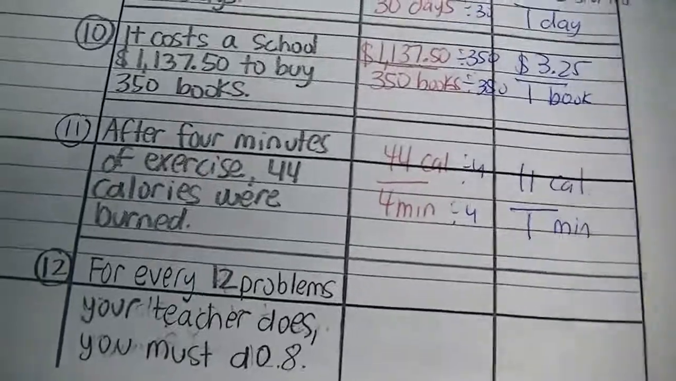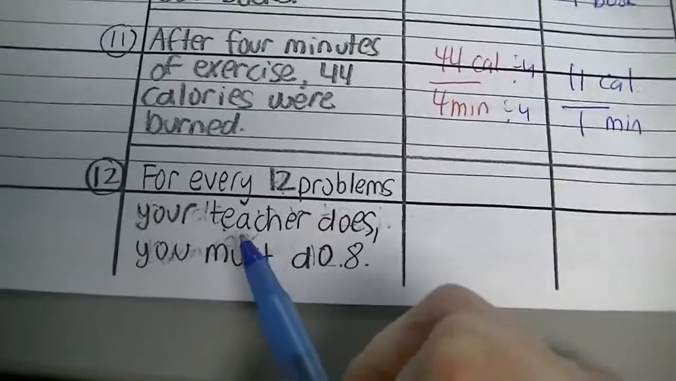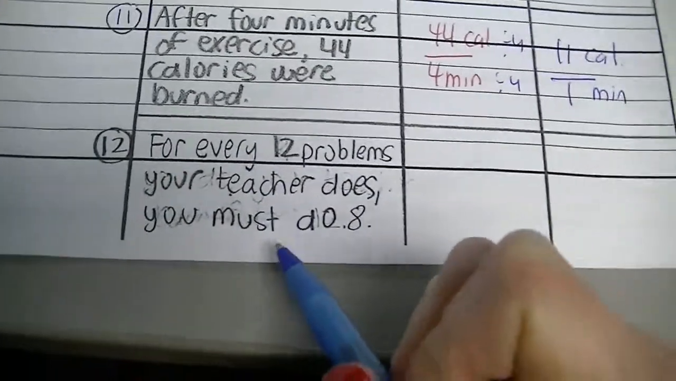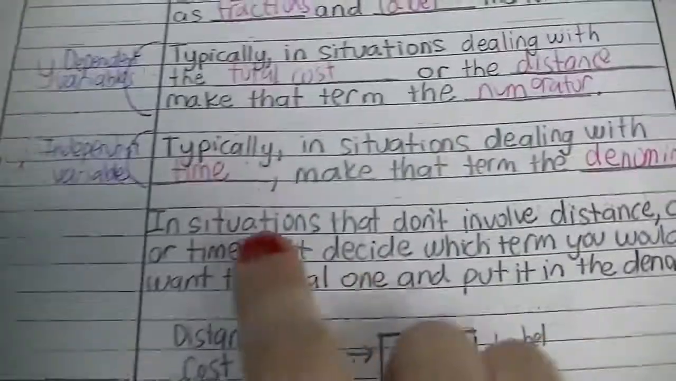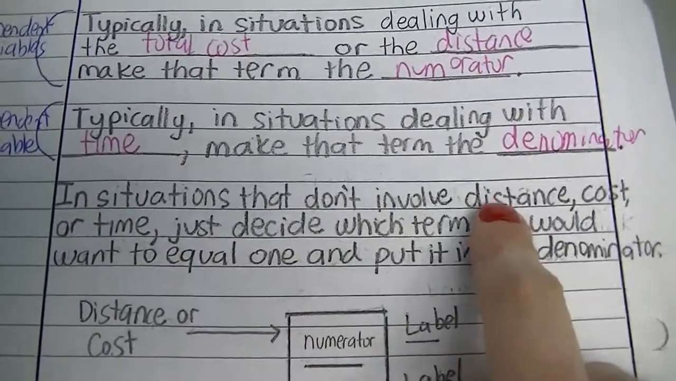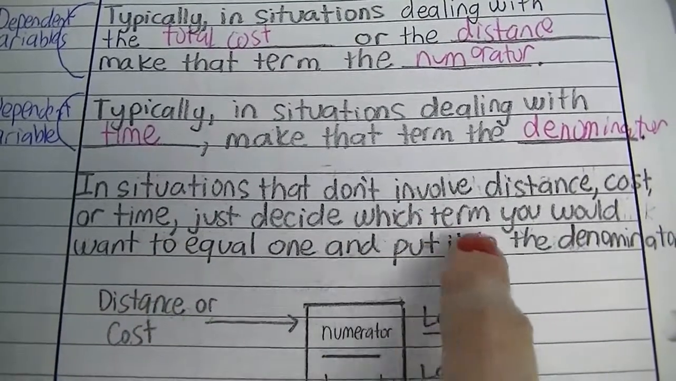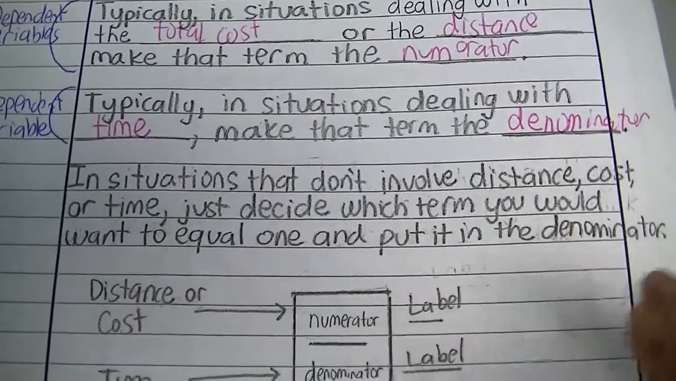Okay, this bottom one, it says for every 12 problems your teacher does, you must do 8. So if you recall from the previous page right over here, in situations that don't involve distance, cost, or time, just decide which term you want to equal 1 and put that in the denominator.